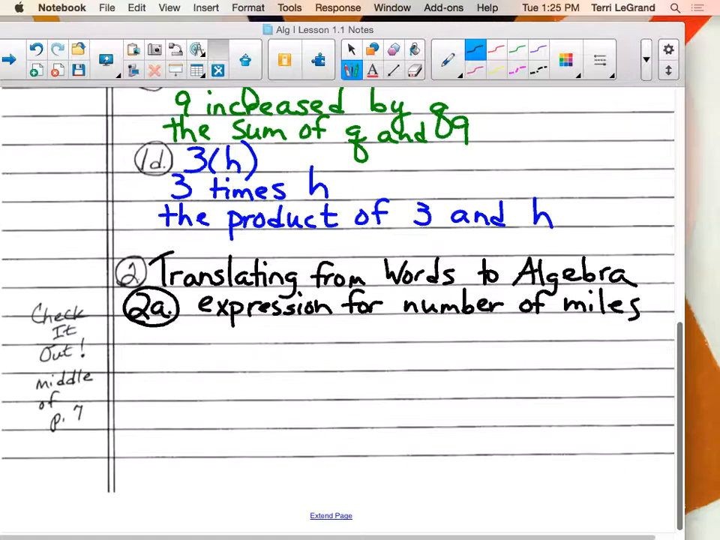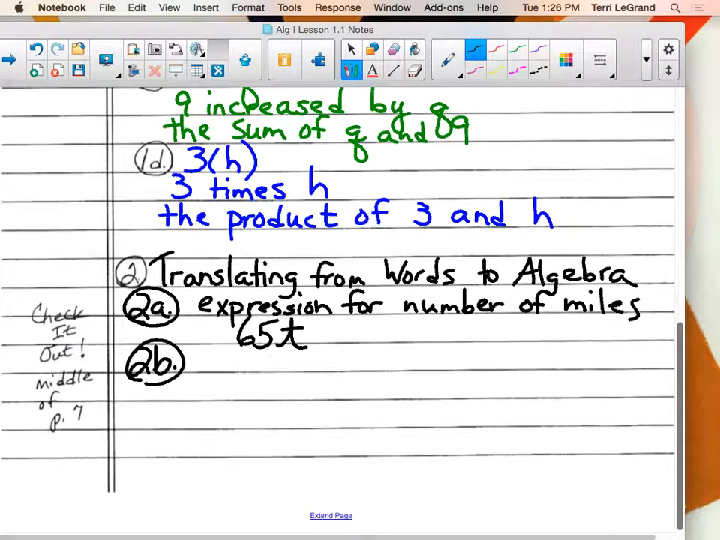So we are supposed to write an expression that represents the number of miles. Would anybody think they know what that expression could be? Tessa? 65T. Because 65 is how fast this person is driving, and T is time. If you take rate times time, you get distance, number of miles. 75 miles an hour on Interstate 94, 2 hours you drive, 75 times 2 equals 150 miles, right? So our expression is 65T. Is it a numerical expression or an algebraic expression? Algebraic. We just wrote an algebraic expression.